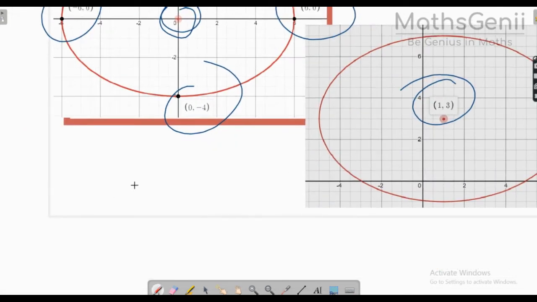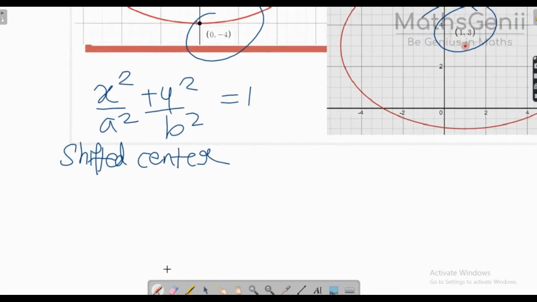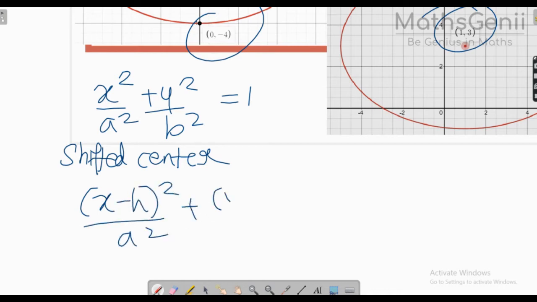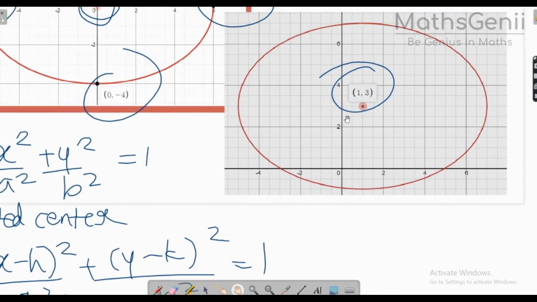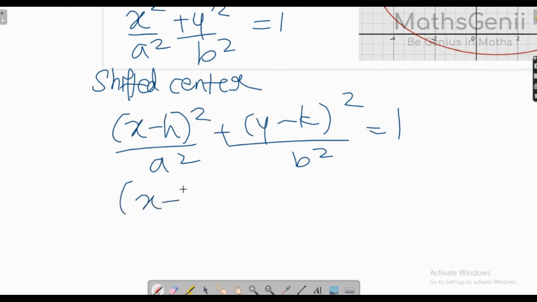For an ellipse, what was the original formula? X square upon a square plus y square upon b square is equal to 1. For a shifted center, what is going to be the formula? X minus h the whole square plus y minus k the whole square. So in this case, your center is 1 comma 3. So h is 1 and k is 3.